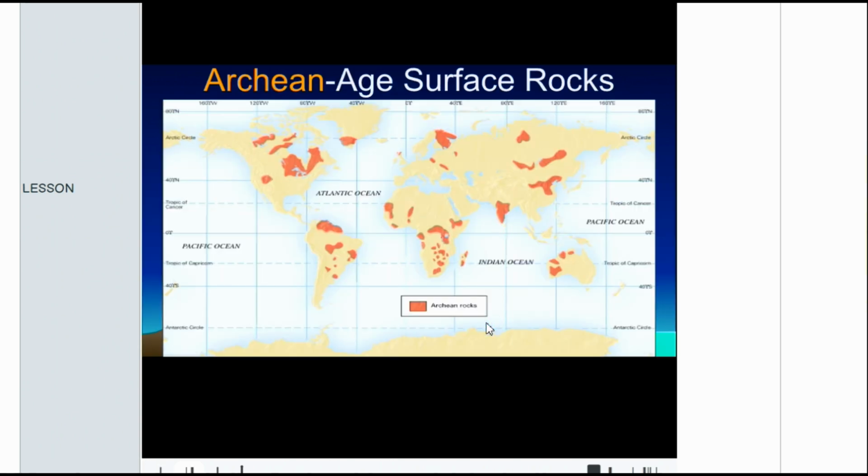This is a look at where you can find rocks on the surface that date back to the Archaean age. So there's some in Canada. There's a small area here, northern U.S. and southern Canada here on the west. There's lots of them up here in northern Canada, Greenland, all over the place here. You can see Archaean age rocks on the surface if you go to those locations.